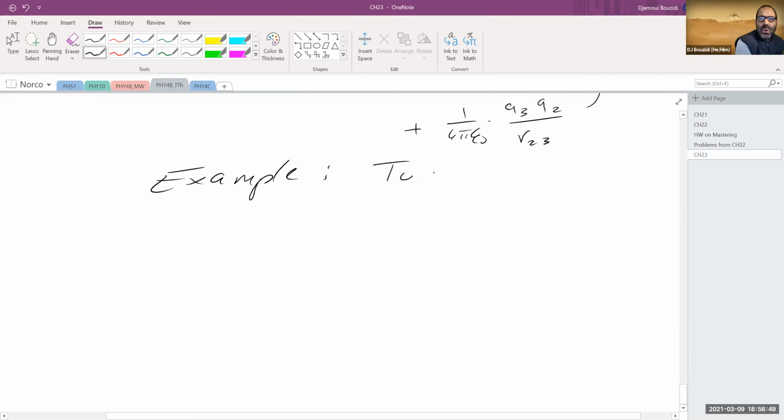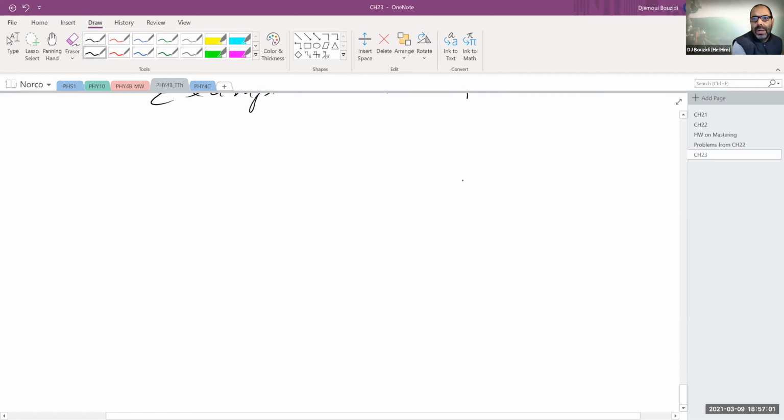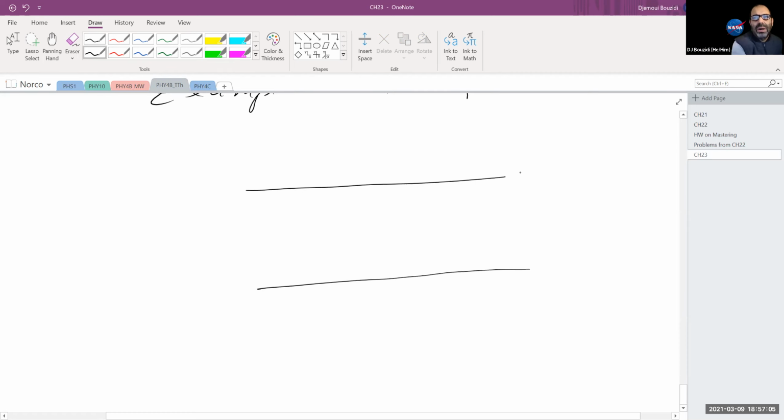In the example, I'm going to take two parallel plates. Plate 1 is sitting in here, and plate 2 is sitting in here. These are infinite plates. They have a big area compared to the distance separation between them. This is the distance d. This is how far apart they are. And think of them as metals, if you like, okay?